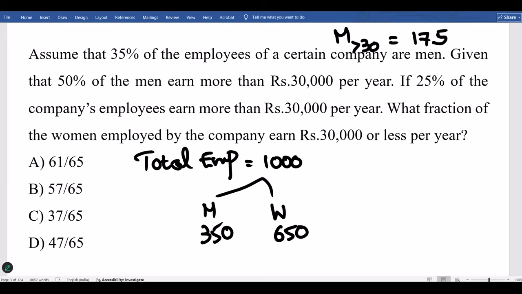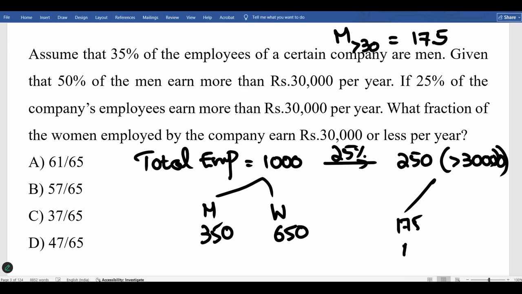Then what they gave: 25% of the employees earn more than 30,000, so 25% means 250. So 250 employees earn more than 30,000. Among them 175 are men, obviously 75 are women. Next, among women employed, how many earn 30,000 or less? 75 will be gone, so it will be 575 people earning less than or equal to 30,000. So we should go with 575 divided by 650, or 570.